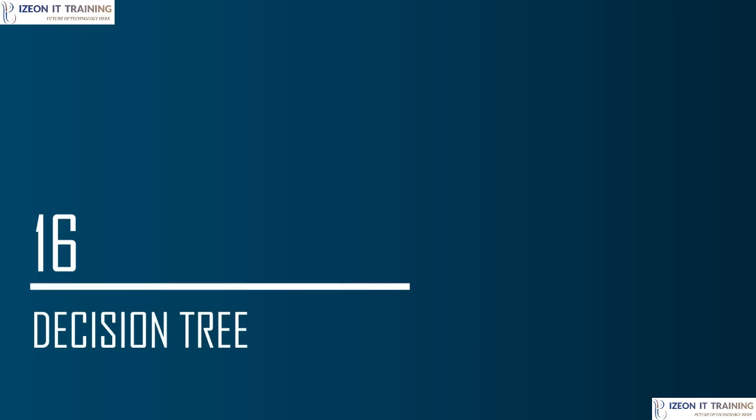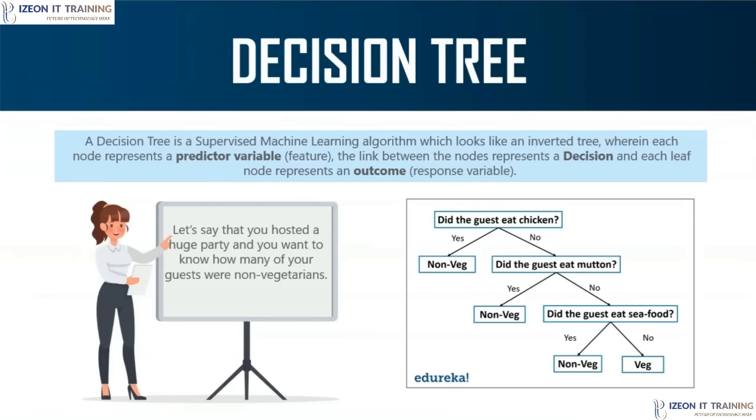Now the next algorithm I'm going to talk about is decision tree. Decision tree is one of my favorite algorithms because it's very simple to understand how a decision tree works. So guys, before this we discussed linear regression, which is a regression algorithm. Then we discussed logistic regression, which is a classification algorithm.